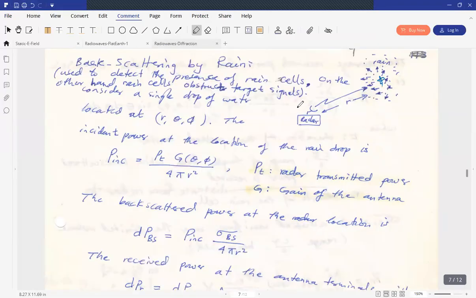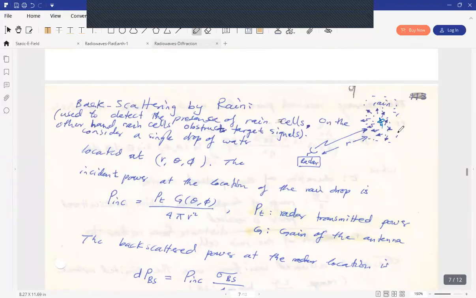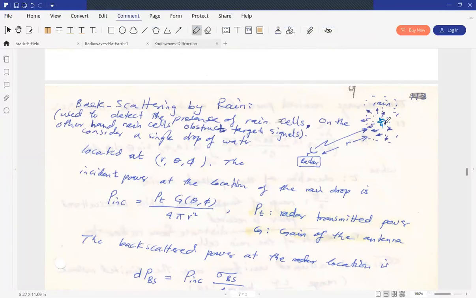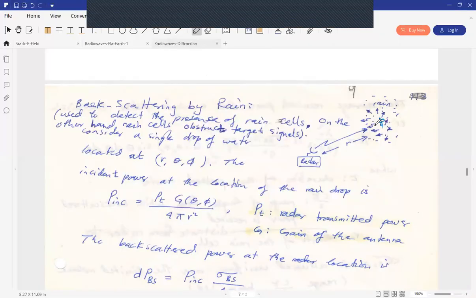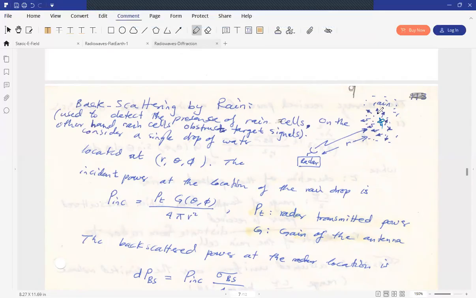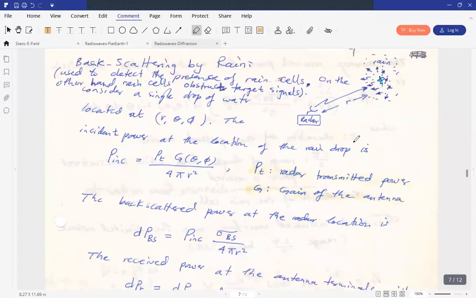This is the rain cell that we have here, here is the radar, and inside it is an airplane. The scattering back towards the radar will be from the airplane and the rain, but because the rain has a much greater volume as compared to the airplane, the scattering from the rain is much more than that from the airplane.